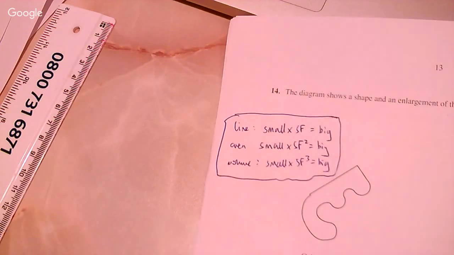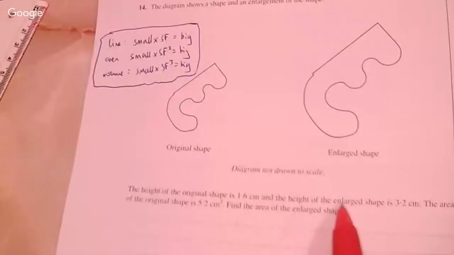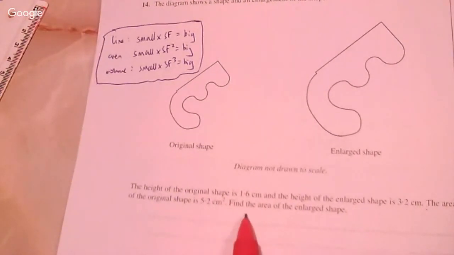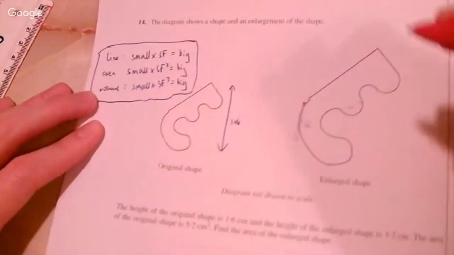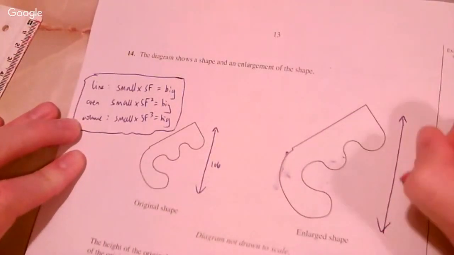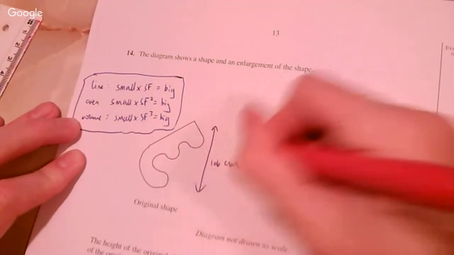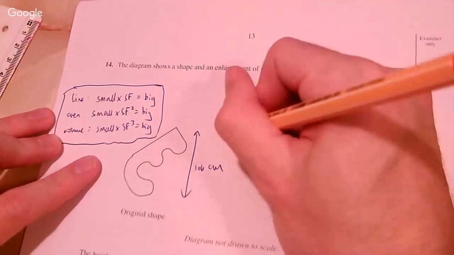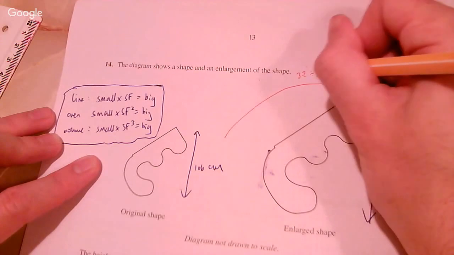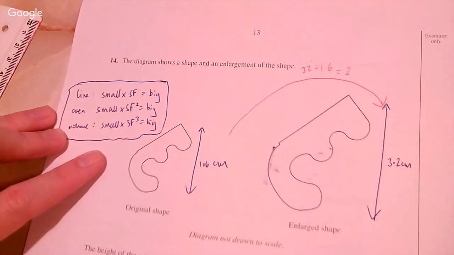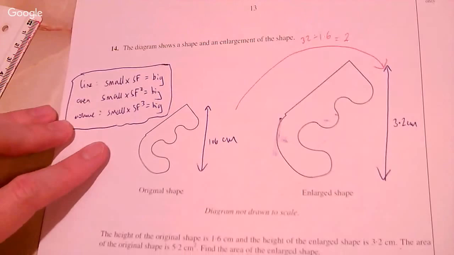So the first of this question, it says the height of the original shape is 1.6 centimeters. The height of the enlarged shape is 3.2 centimeters. The area of the original shape is 5.2 centimeters squared. Find the area of the enlarged shape. Okay, so the way I do that is I know that the height here is 1.6, and I know that the height here is 3.2 centimeters. So that means I can quite clearly see what the scale factor is here without doing too much maths. It's 3.2 divided by 1.6, which is equal to 2. So I know that the scale factor equals 2.